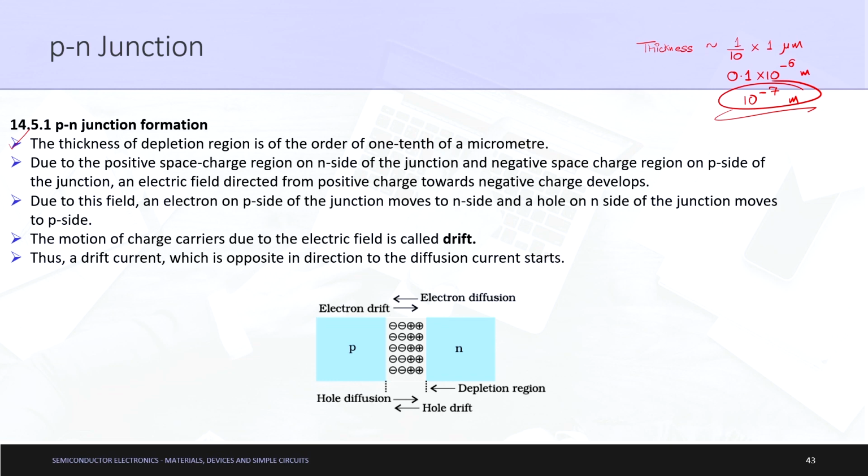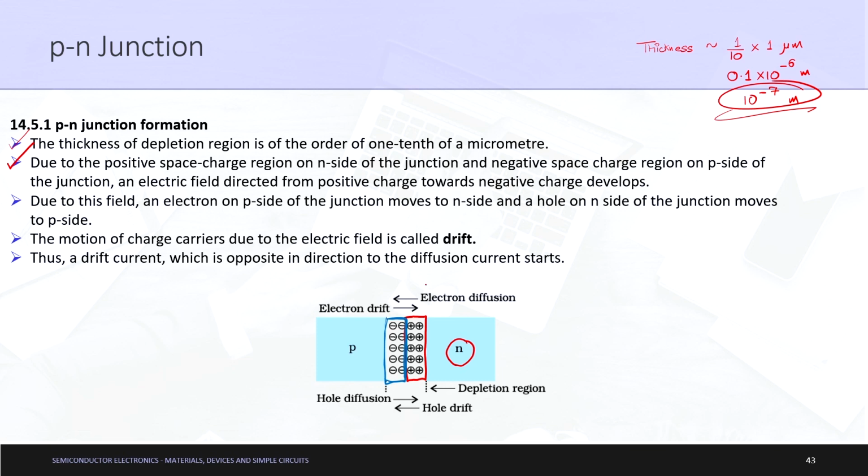Next line says that due to the positive space charge region on the n side of the junction. So what is this region being talked about? This is the region being talked about. So due to the positive space charge region on the n side of the junction, this is the n side of the junction, and the negative space charge region on the p side of the junction, similarly this is the negative space charge on the p side of the junction, and an electric field directed from positive charge towards the negative charge develops.